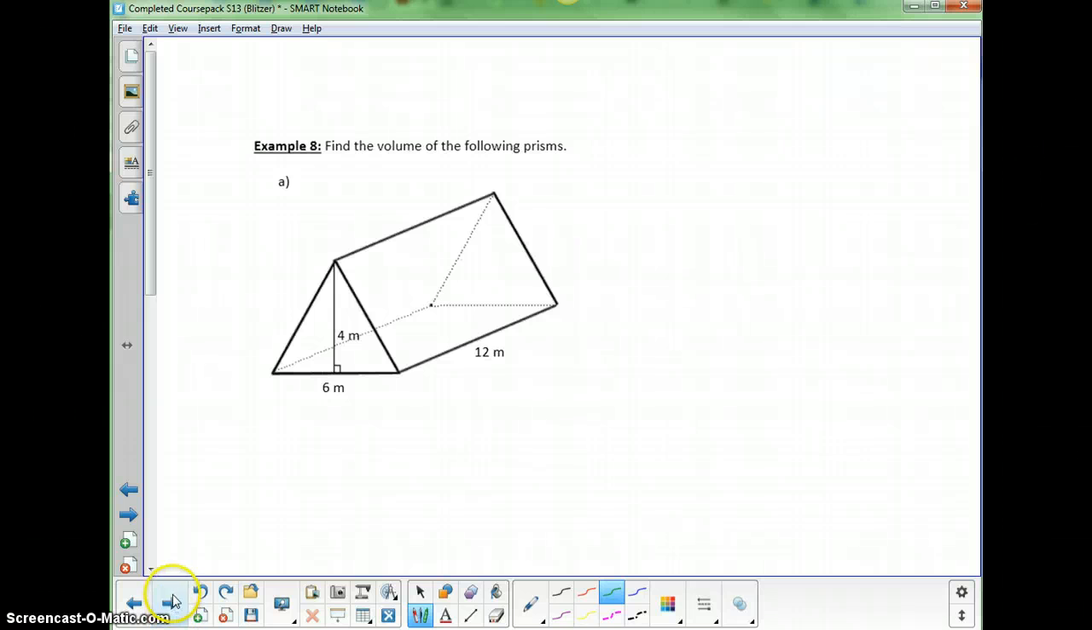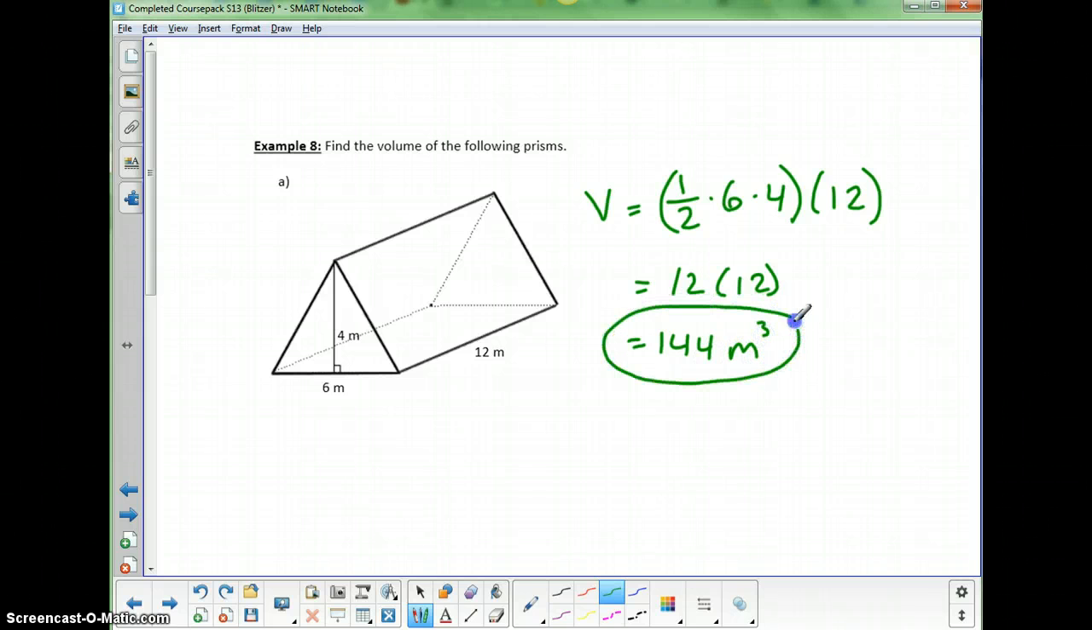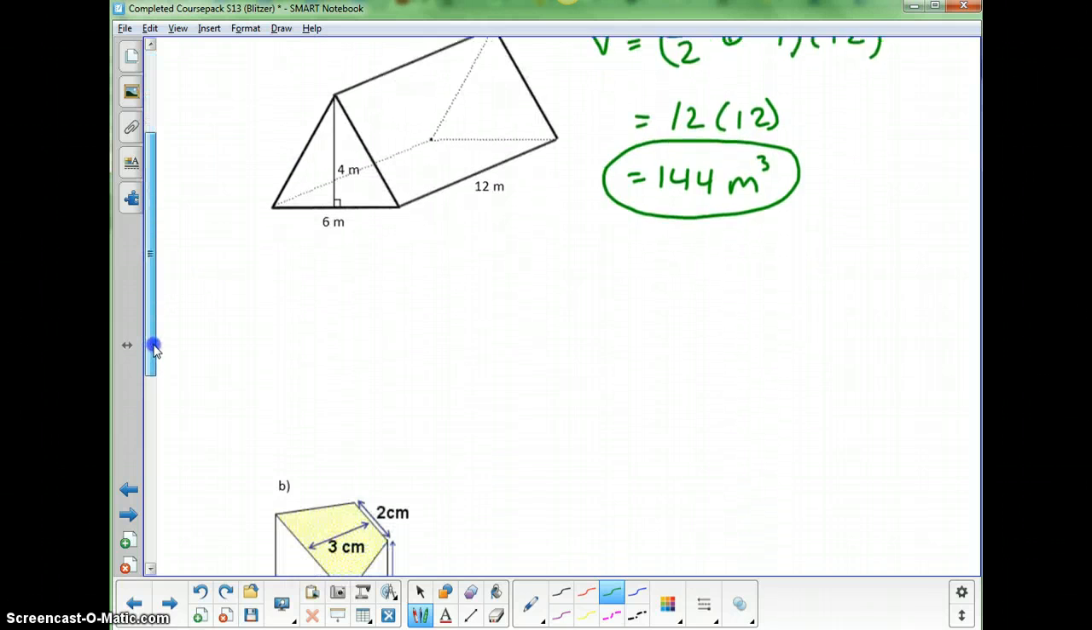Alright, next. Let's find the volume of this prism. So 1/2 base times height for the area of the triangle. So 1/2 times 6 times 4 times 12, the length of the prism. Half of 6 is 3. 3 times 4 is 12. Times 12 is 144. It's volume again, so the units will be cubed. So I have 144 cubic meters.